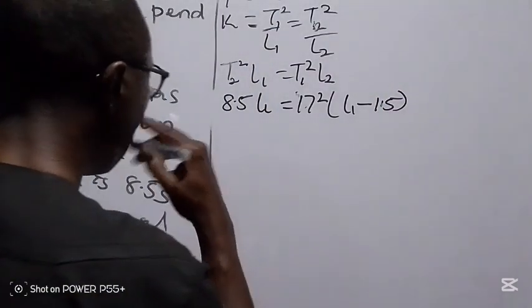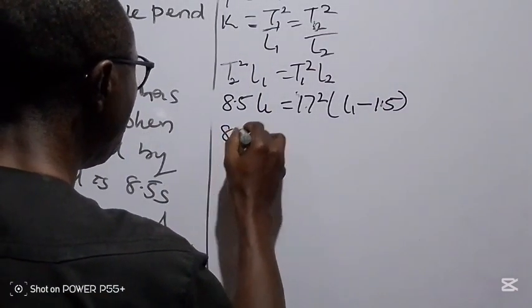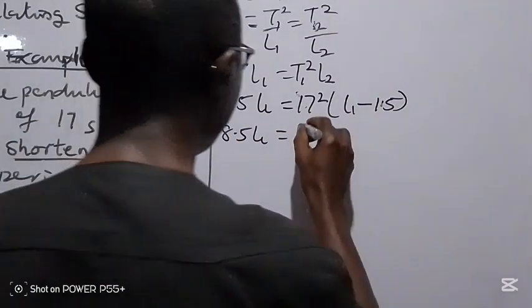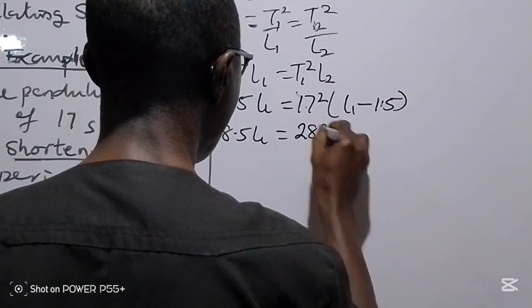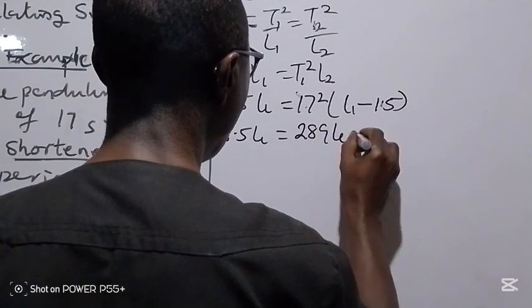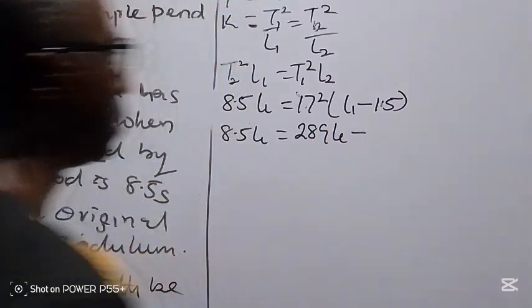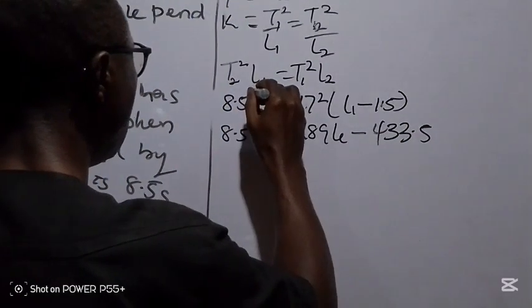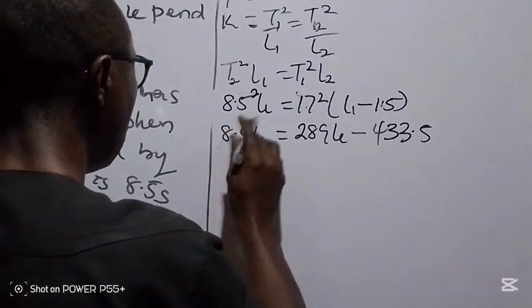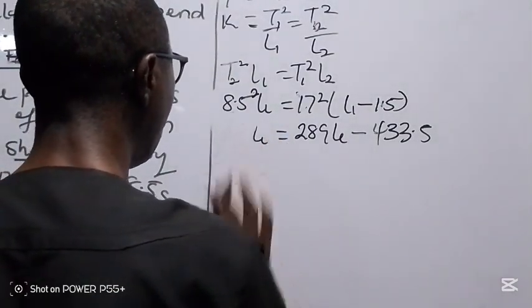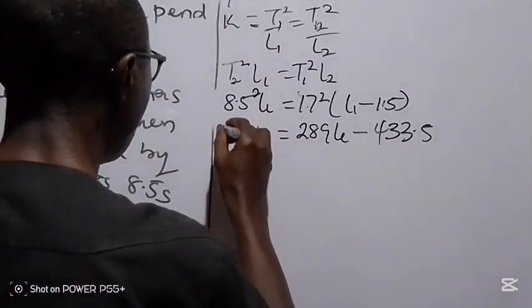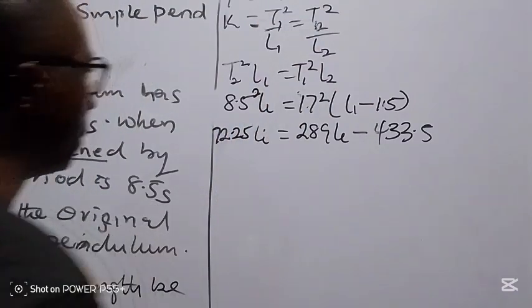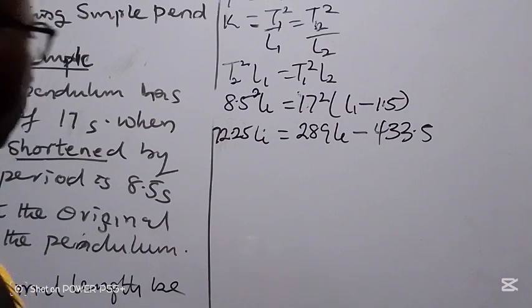So this one will now give us 8.5 L1 equal to 289 L1 minus 433.5. Don't forget we need to scale this one. Then 8.5 squared also will give us what? This one will give us 72.25.